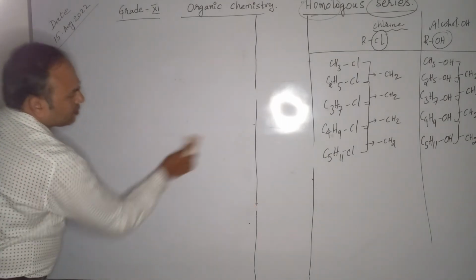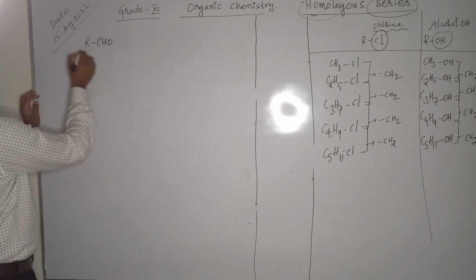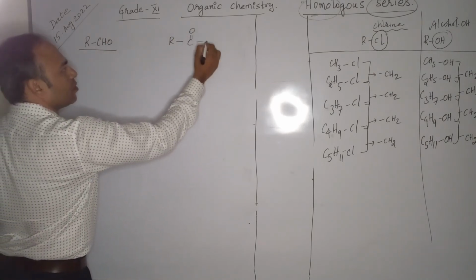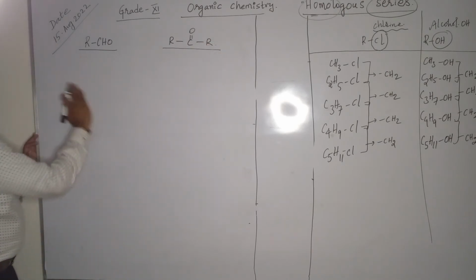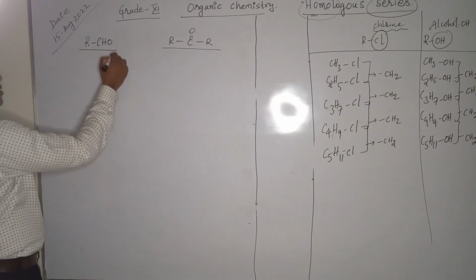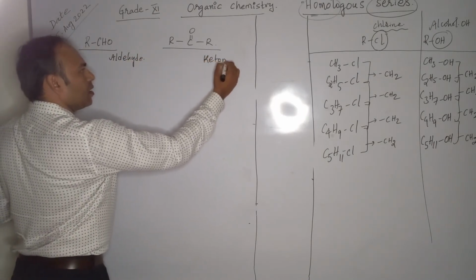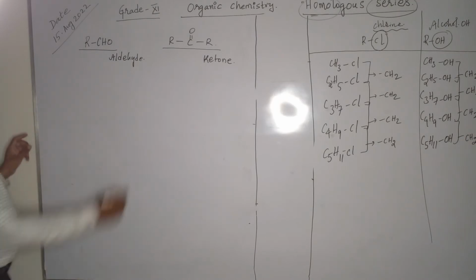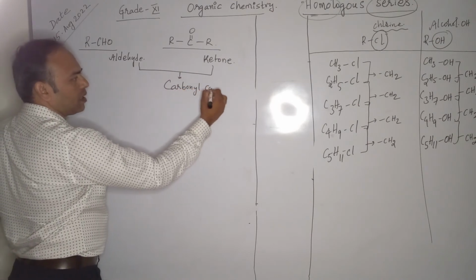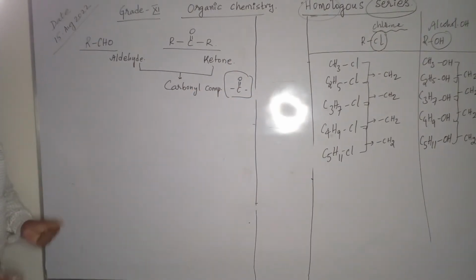See, you know aldehyde. So I'll write R dash CHO, number 1, and R dash C double bond O dash R. One more is there, carboxylic acid, that also I'll tell you. This is nothing but aldehyde, and this is nothing but ketone. Both are known as carbonyl compounds. The C double bond O group is there, so they are known as carbonyl compounds.